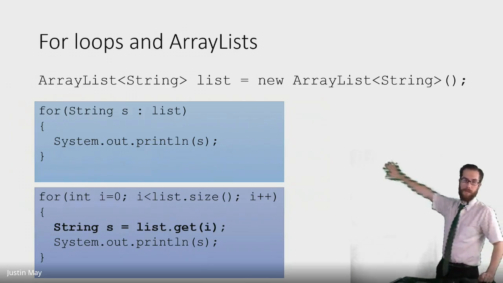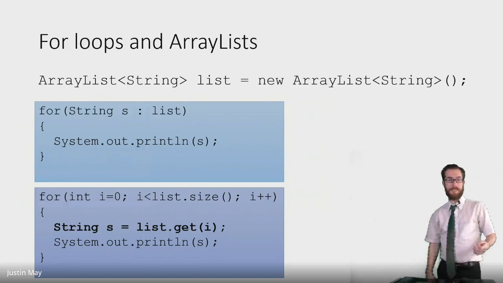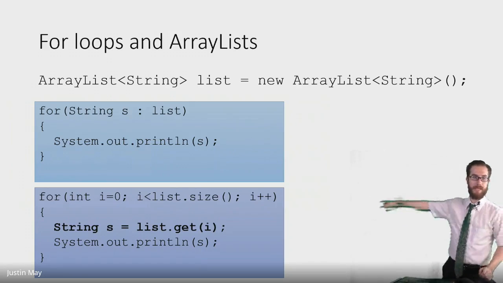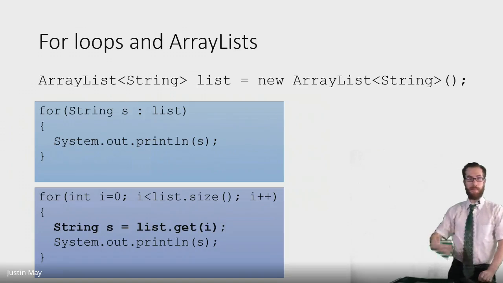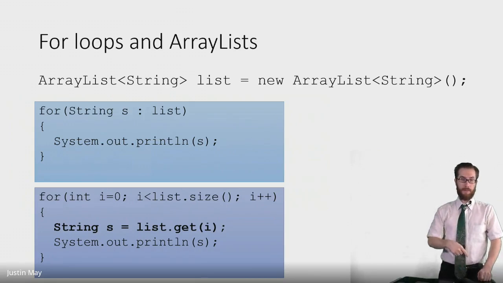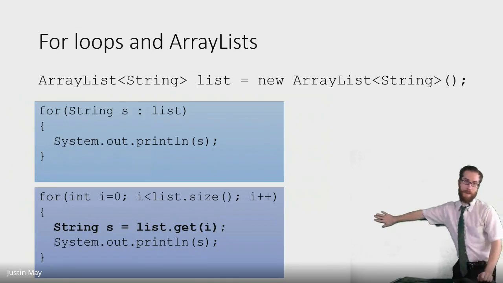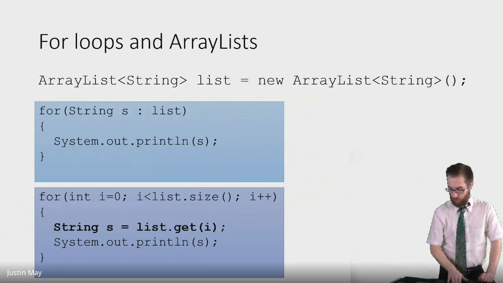In comparing, I've got two. I've got our for each loop, and I've got my for loop. These two loops do the same thing. Okay, they do exactly the same thing. They iterate over every element of the list, store each element in a variable, and then print the value of that element. Notice there's just a lot more code in the for loop.